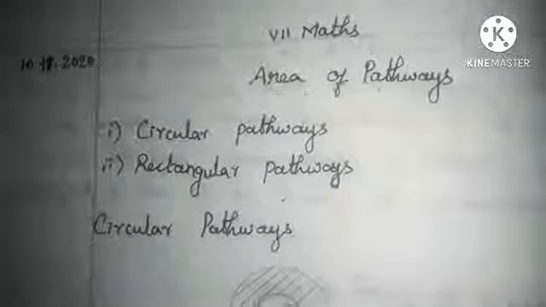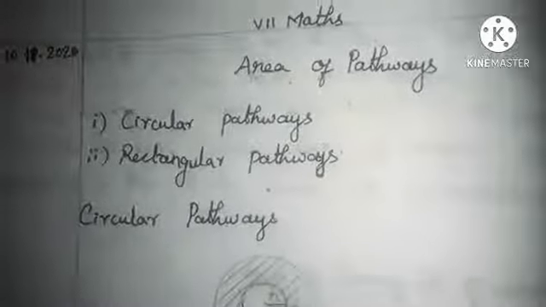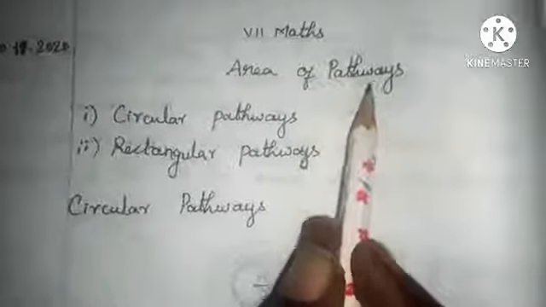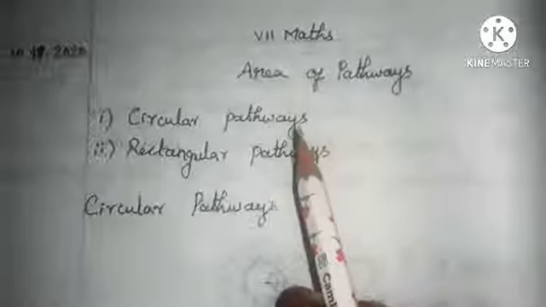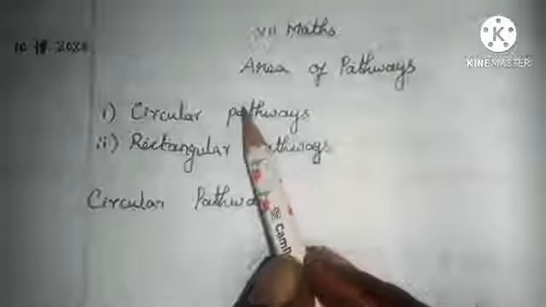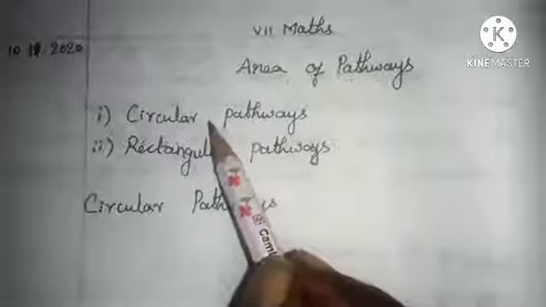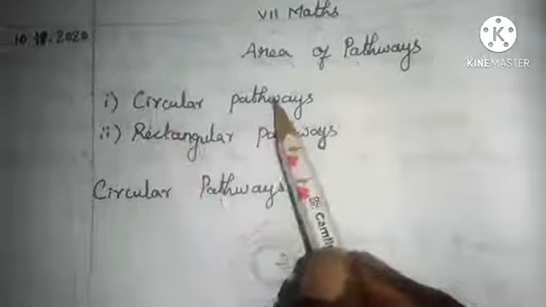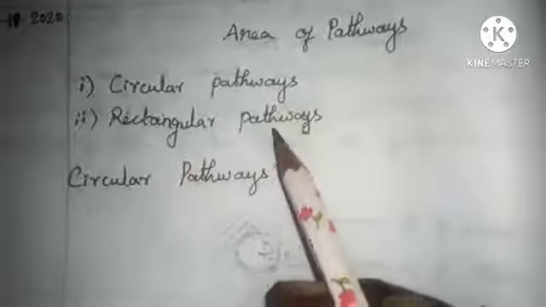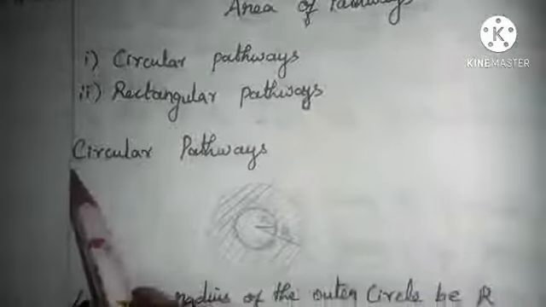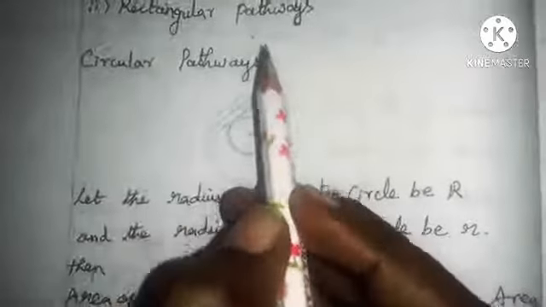Good morning children. Today we are going to see how to find area of pathways. We come across pathways in different shapes. Here we are going to see about the two kinds of pathways, that is circular pathways and rectangular pathways. From this, today we are going to see about only the circular pathways.